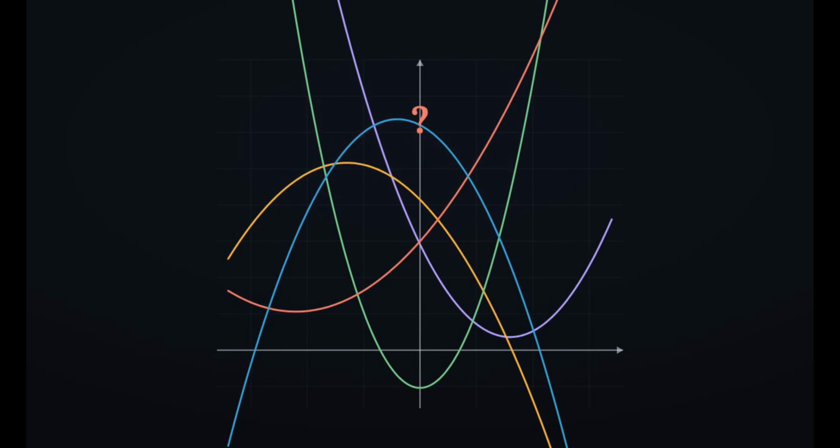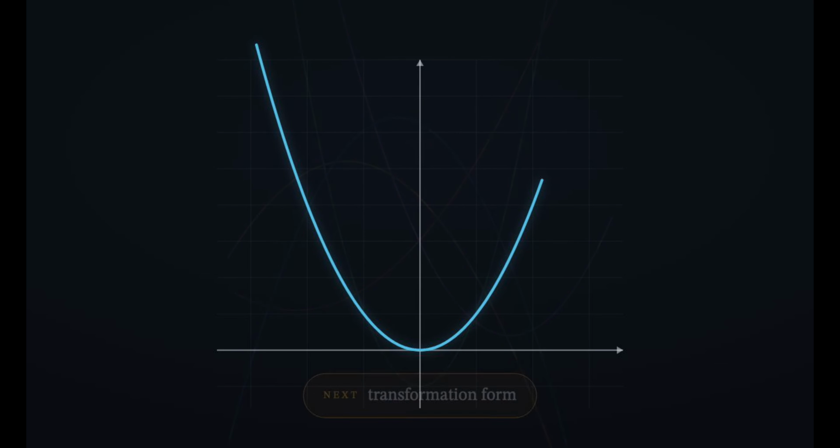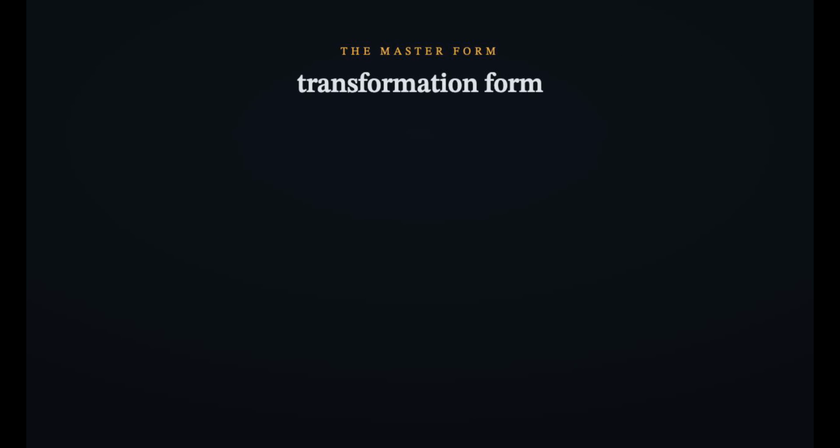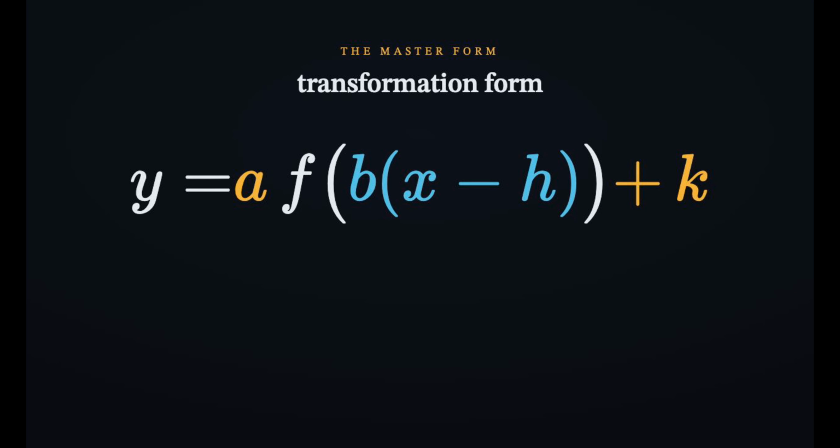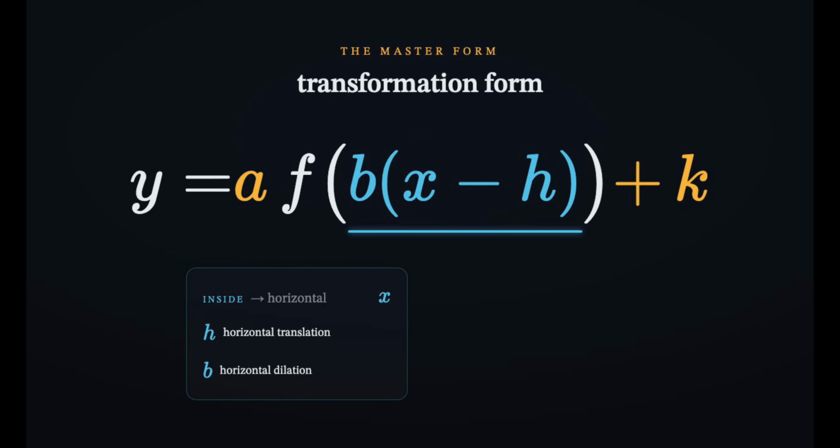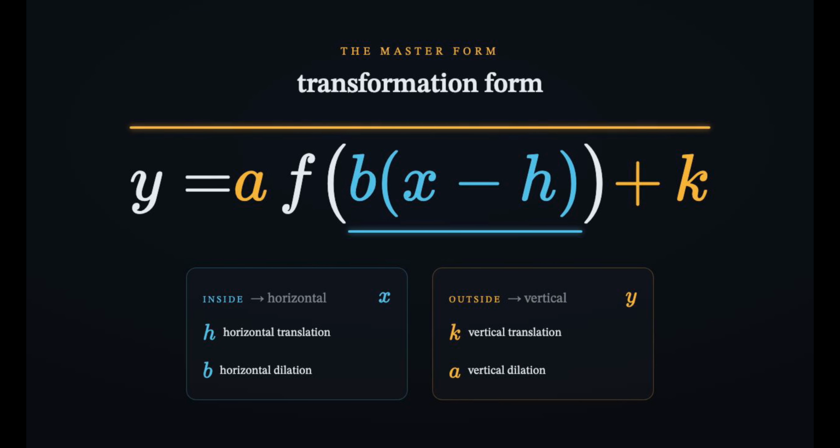This often looks daunting because you don't know what to do first, so let's have a look at transformation form. The general transformation form is y equals a times f of b in brackets x minus h, plus k. The edits inside the brackets of the function affect horizontal changes. For example, h is a horizontal translation and b is a horizontal dilation. The edits outside the brackets of the function affect vertical changes. For example, k is a vertical translation and a is a vertical dilation. Remember, the outside changes the y values, the inside changes the x values.